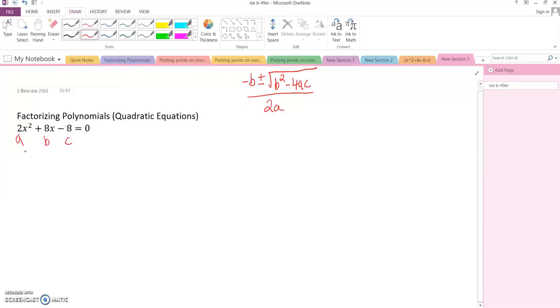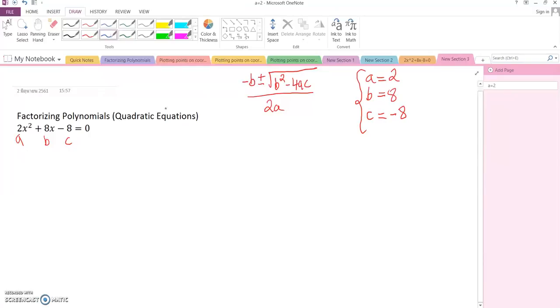So 2 is the value of a, 8 is the value of b, and minus 8 is the value of our c. Maybe I can also write this down. I'm sorry guys, a is equal to 2, b is equal to 8, and c is equal to negative 8. These are the three values that we have to consider in this equation. So let us start solving it.